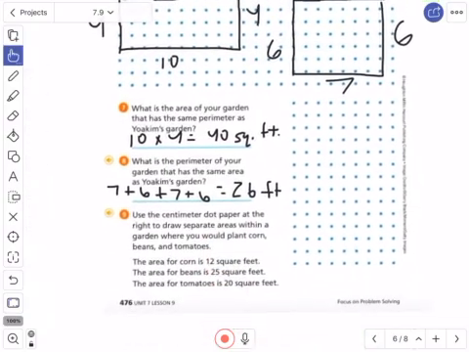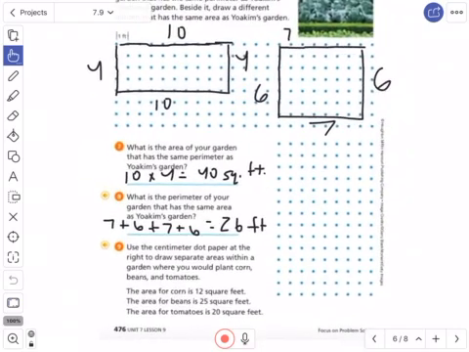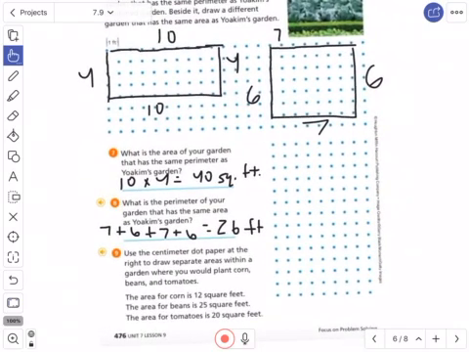Then down below, I'm going to use a centimeter dot paper at the right. Well, before I go any further, you can stop, pause the video. You can work through those first few problems there before we go to the next one. Okay, and for the last part, use a centimeter dot paper at the right to draw separate areas within a garden where you would plant corn, beans, and tomatoes. So the area for corn is 12 feet.